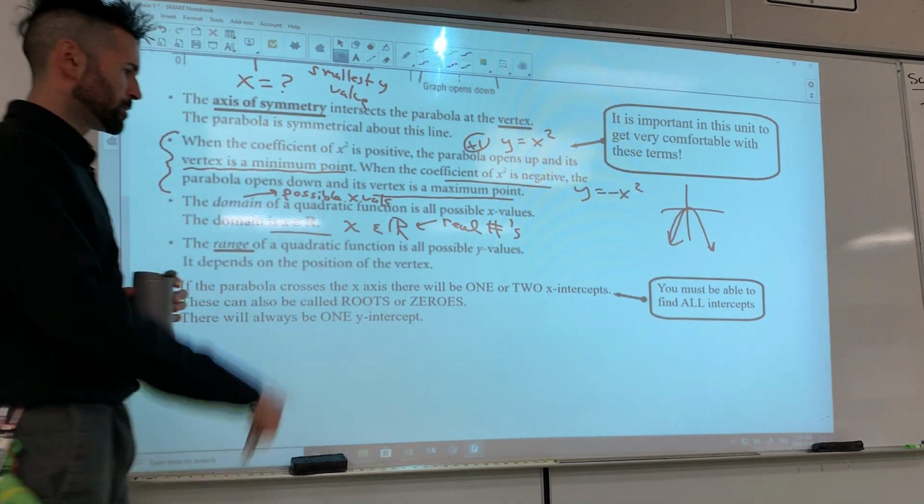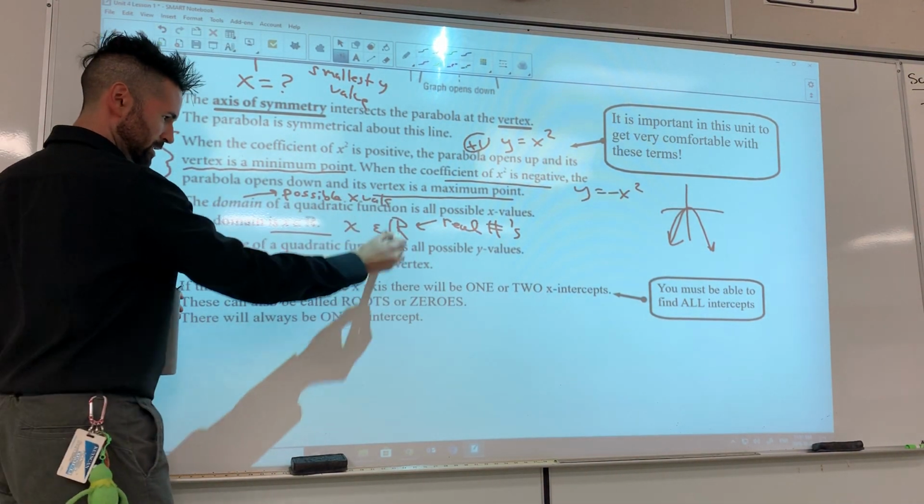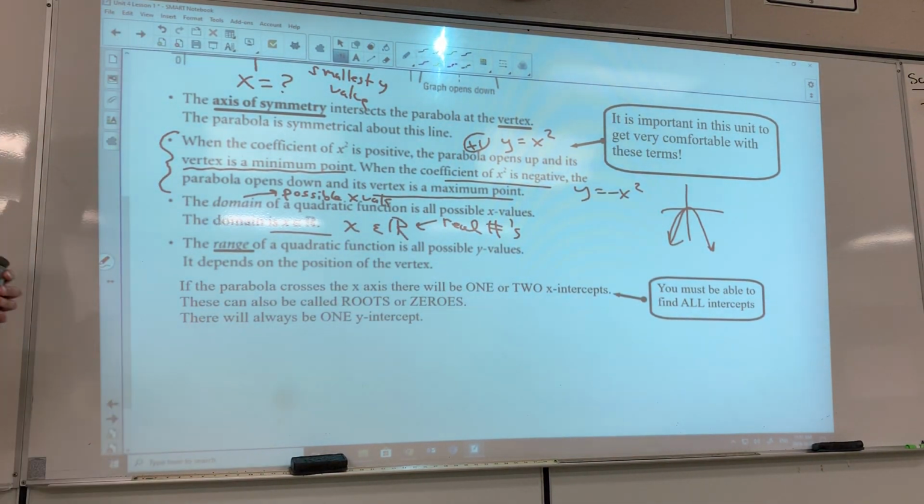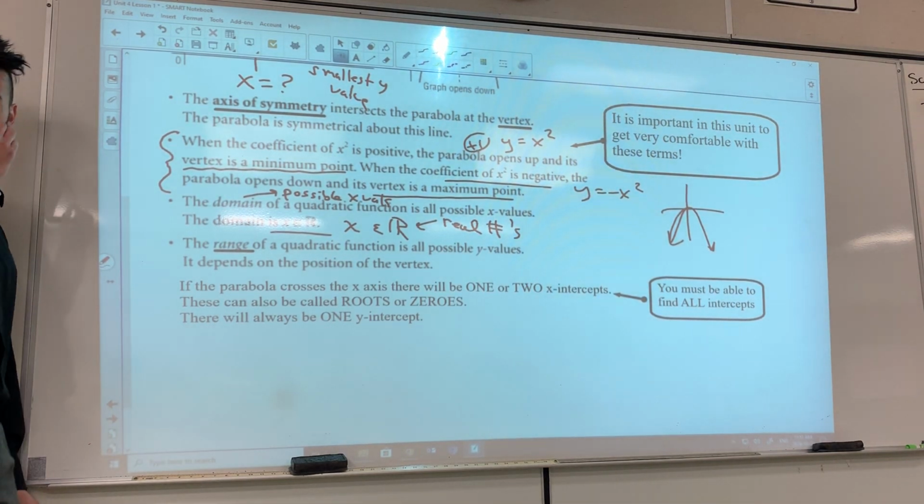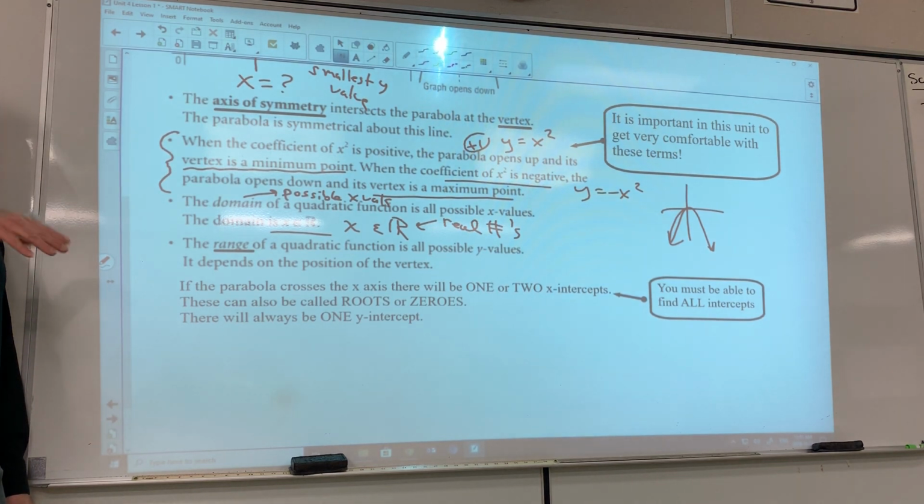That's just a fancy symbol. It's just an R with two little sticks. What are real numbers again? Every number: whole numbers, negatives, positives, fractions, any decimal. Those are all real numbers. What about square roots? Yes, square roots are real numbers.